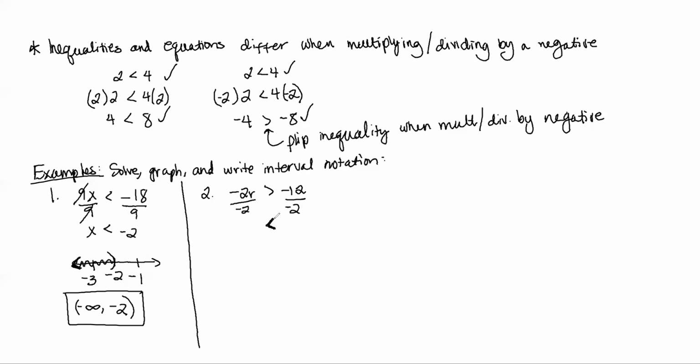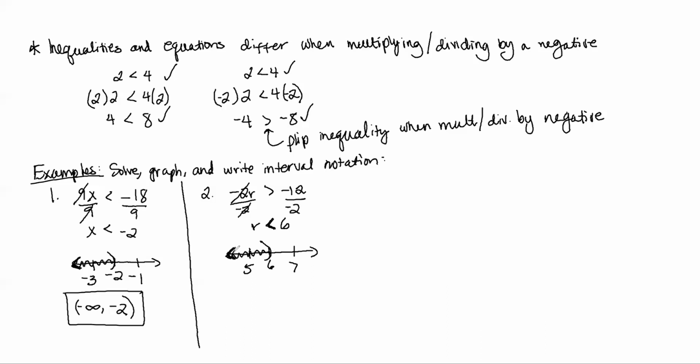And now we can start dividing. So these negative 2's cancel. We're left with r. Negative 12 over negative 2 is positive 6. So r is less than 6. Set up our graph. So we have 6 in the middle, 5, 7 on the right. And so we want everything less than 6, so less than, parenthesis, and less than pointing to the left. So parenthesis, shade to the left.